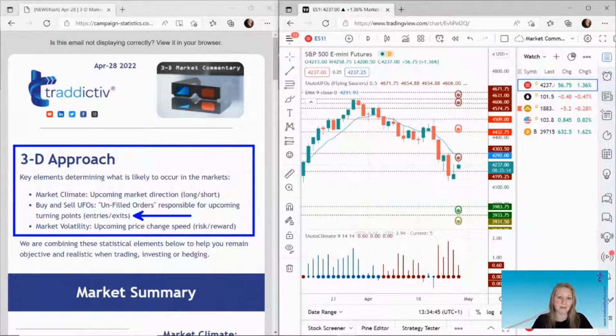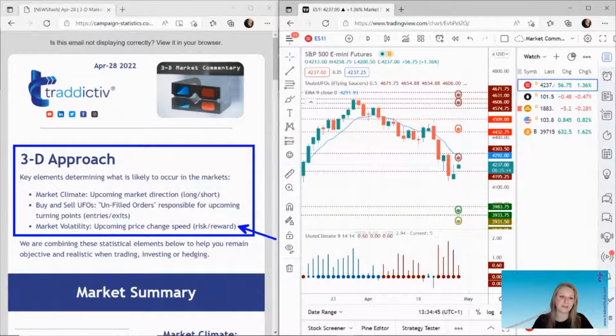Then we'll look at buy and sell UFOs. UFOs stands for unfilled orders and shows us where buyers and sellers are. We want to know where the buyers and sellers are because sellers are likely to push price down, buyers are likely to push price up. So we can see these little green UFOs, different coloured greens, but green UFOs that show us where buyers are. We have these little red UFOs, again, slightly different colours, but both red UFOs show us where the sellers are. So we'll look at those per market as well.